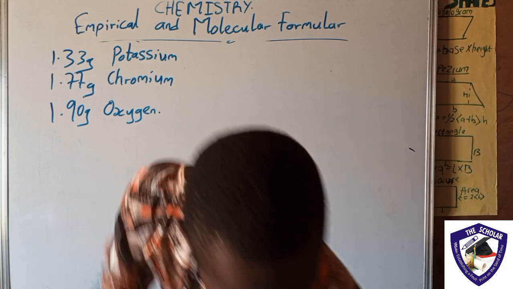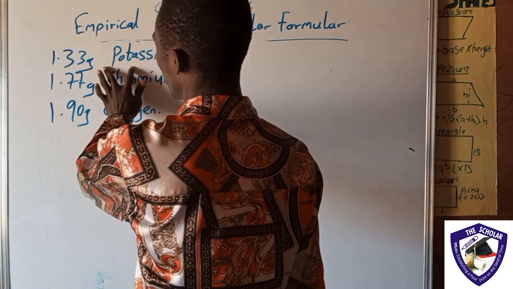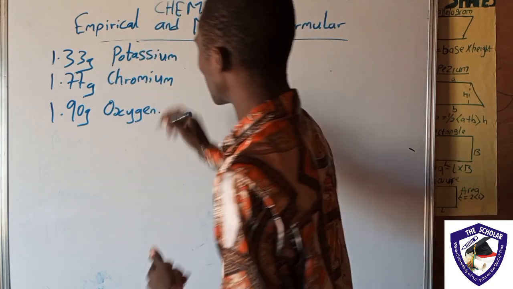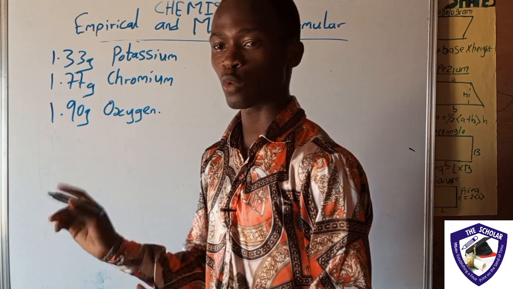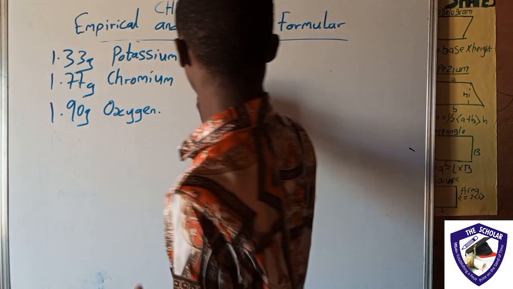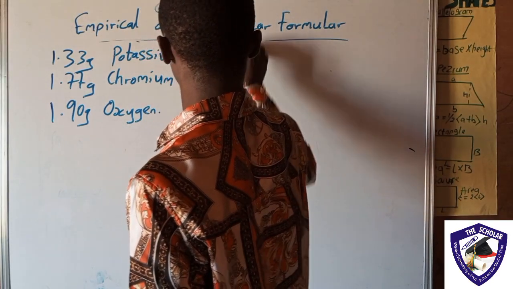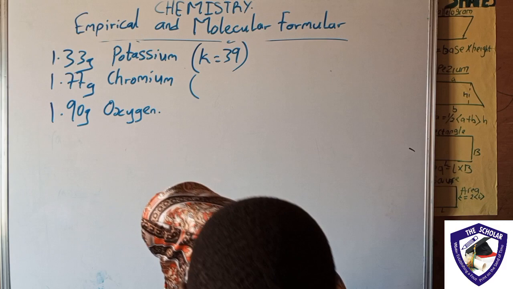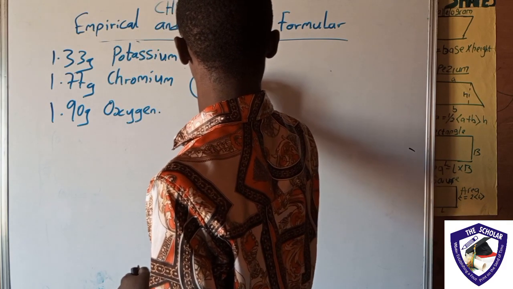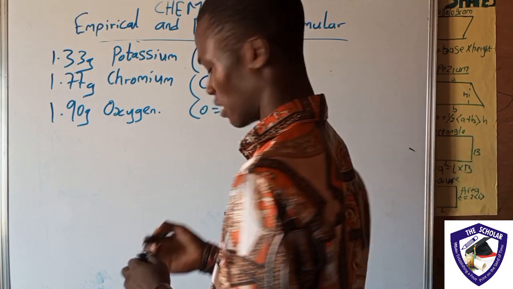Now, we have been given the gram of each of the combining elements. These elements will combine to form a particular compound. Are we given the mass? Yes, we are given K. The mass of K equals 39. We are given chromium. Chromium is equal to 52. And our oxygen is equal to 16.